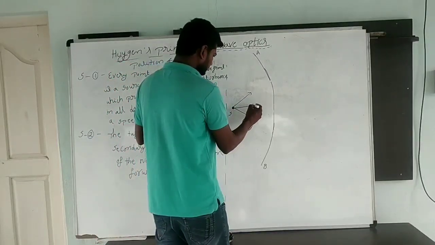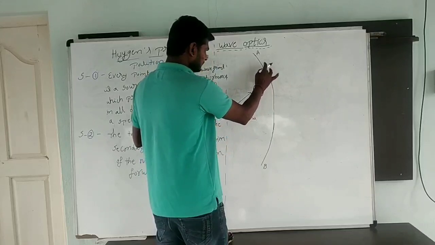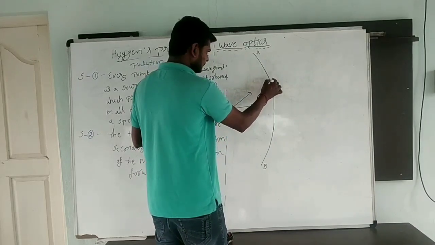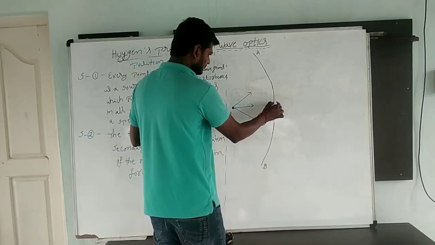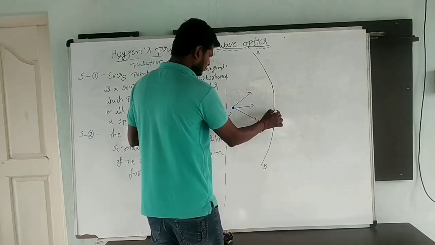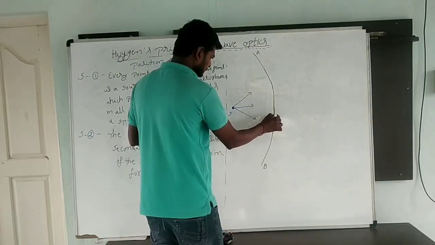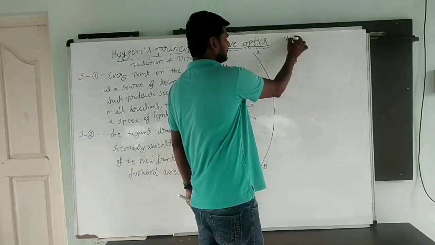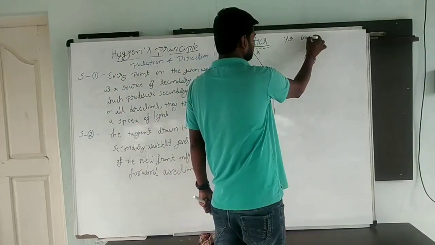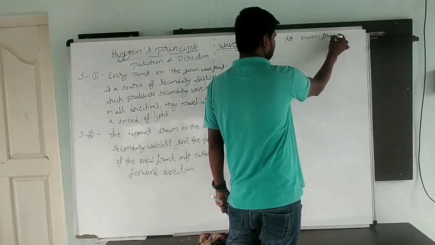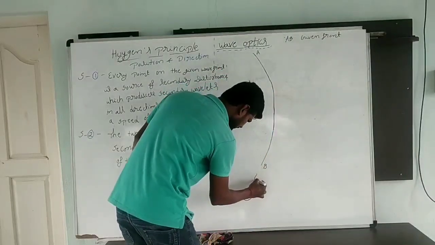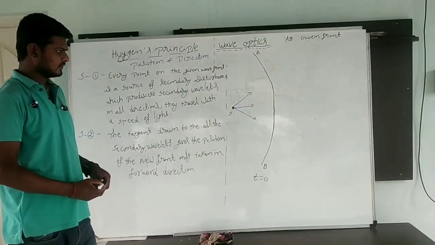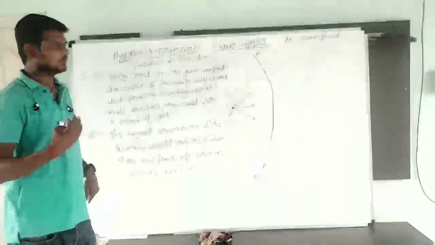This is the source. Okay, EAB is the given wavefront. The given wavefront at time t equal to 0. Now, what I have to do is find out the position.